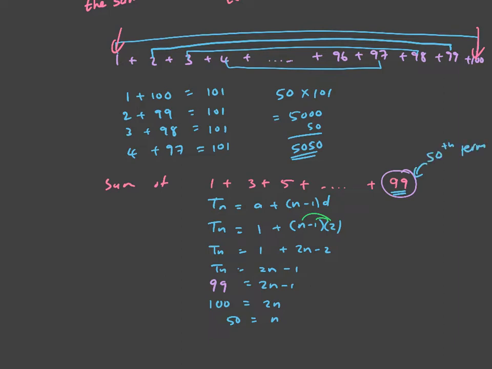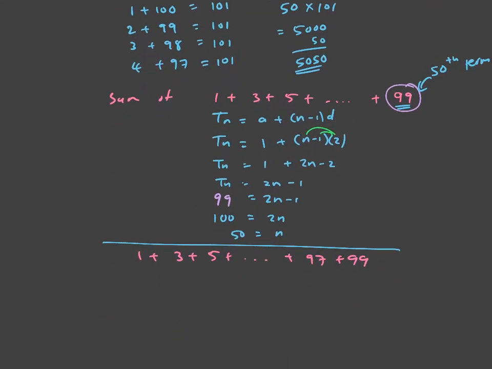It will equal 99. So in other words, if we want to find the sum of that sequence, the sum of 1 plus 3 plus 5 plus and so on, plus 97 plus 99, what do we need?